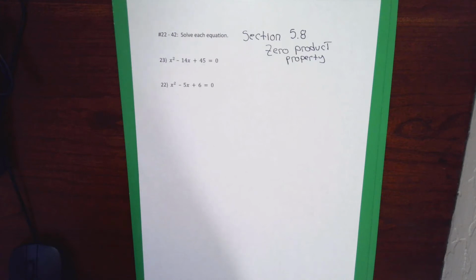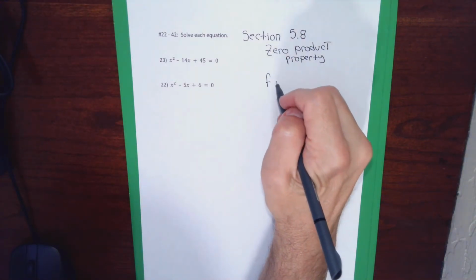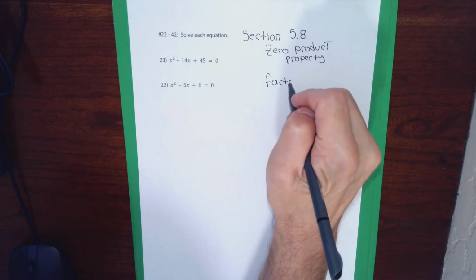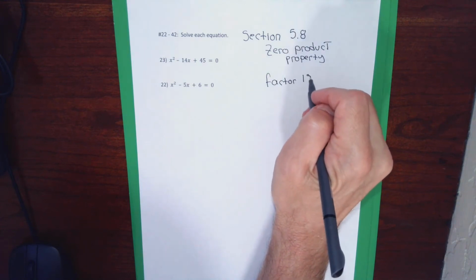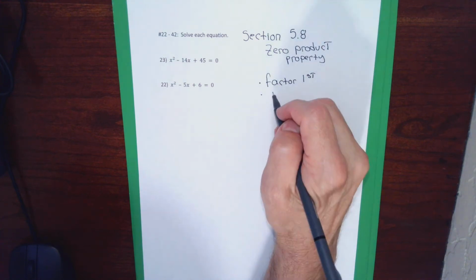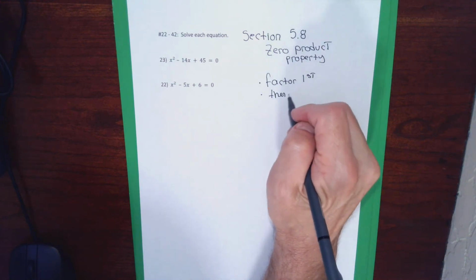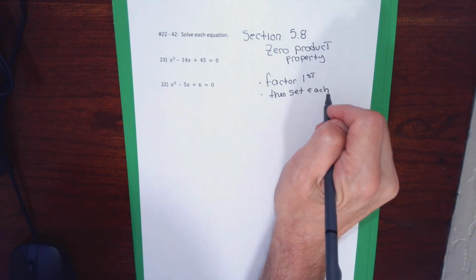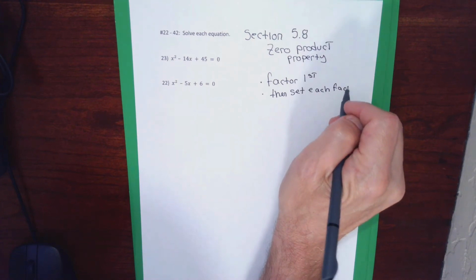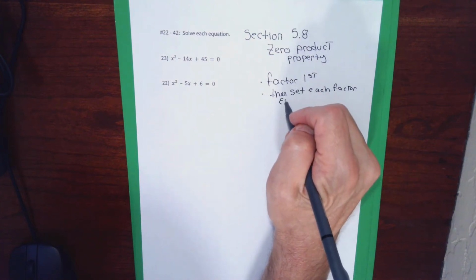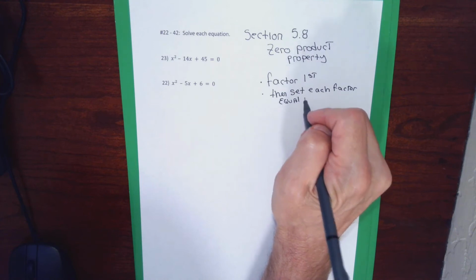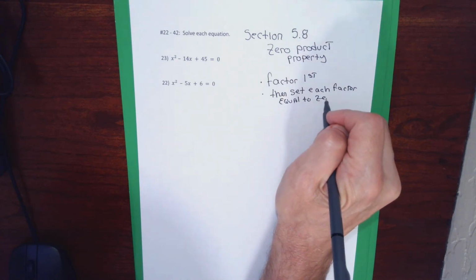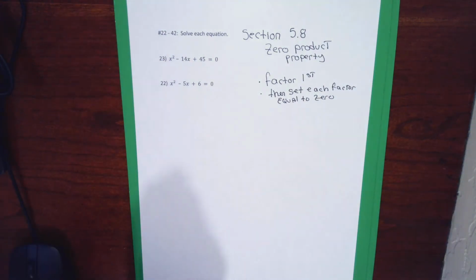The next group of problems have one side zero, but they don't have the other side factored. And so we're going to need to factor first, and then set each factor equal to zero to get my answers. We're going to set each factor equal to zero and solve for the unknown.